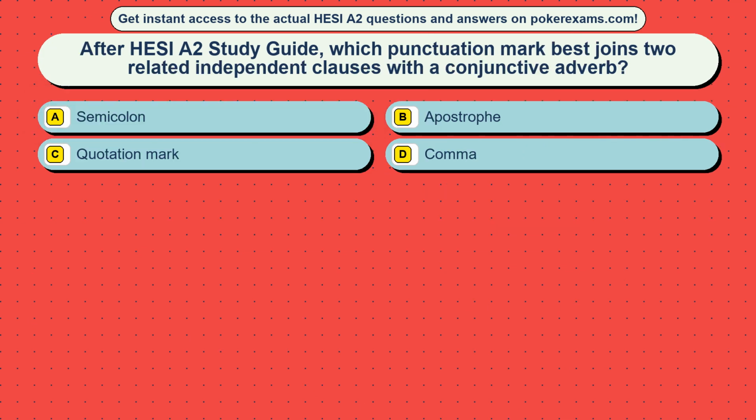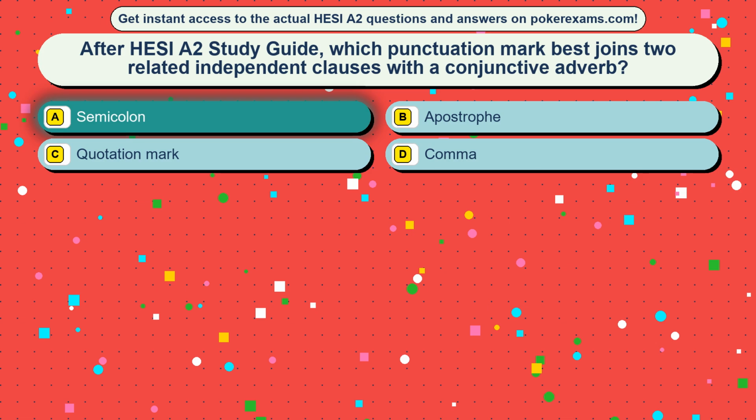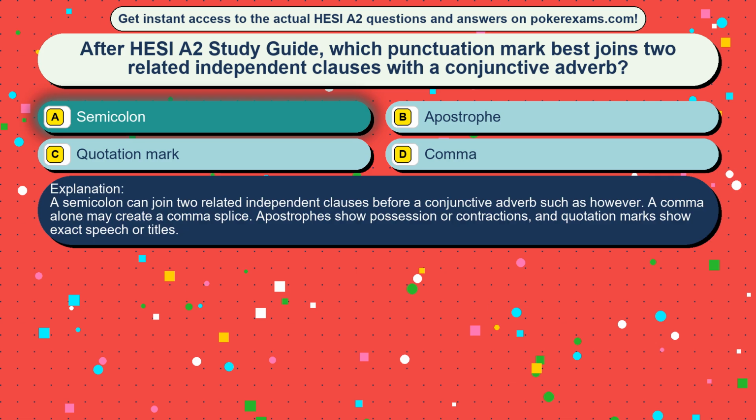Question 46. On the HESI A2 Study Guide, which punctuation mark best joins two related independent clauses with a conjunctive adverb? Option A. Semicolon. Option B. Apostrophe. Option C. Quotation mark. Option D. Comma. The correct answer is option A. Semicolon. A semicolon can join two related independent clauses before a conjunctive adverb such as however. A comma alone may create a comma splice. Apostrophes show possession or contractions, and quotation marks show exact speech or titles.